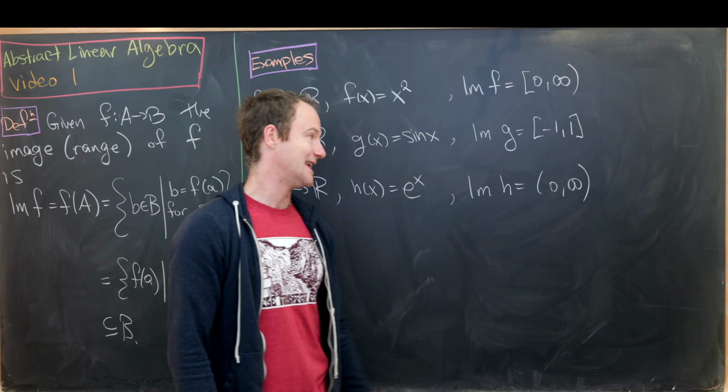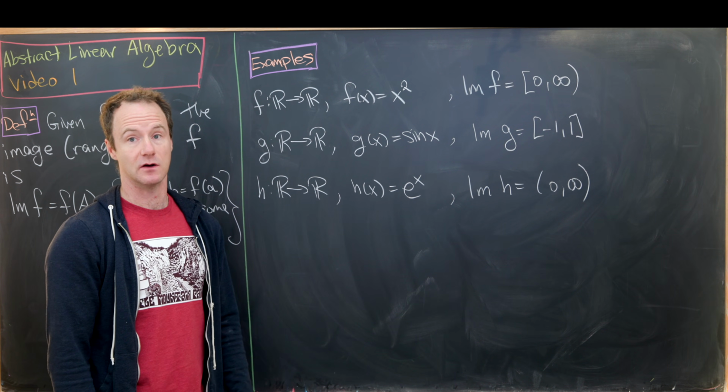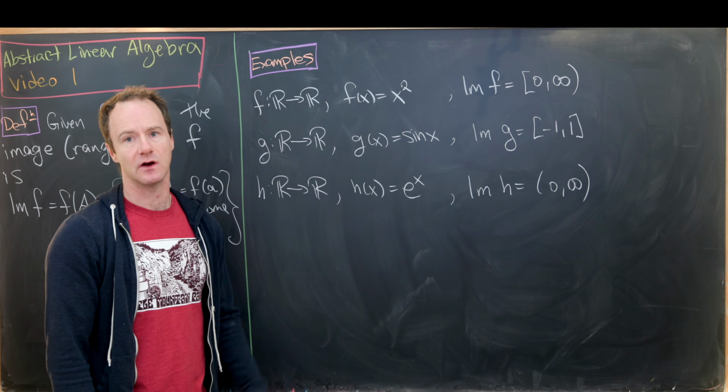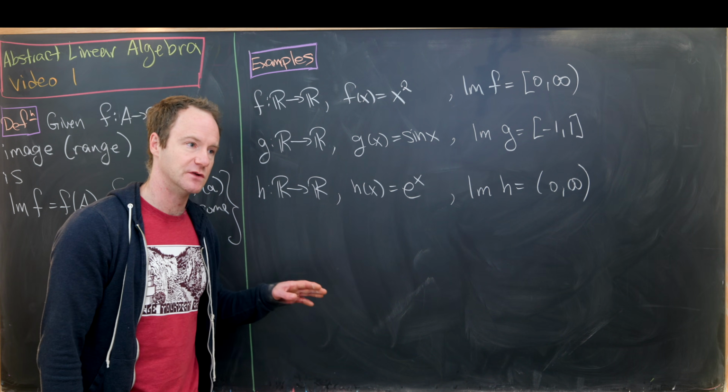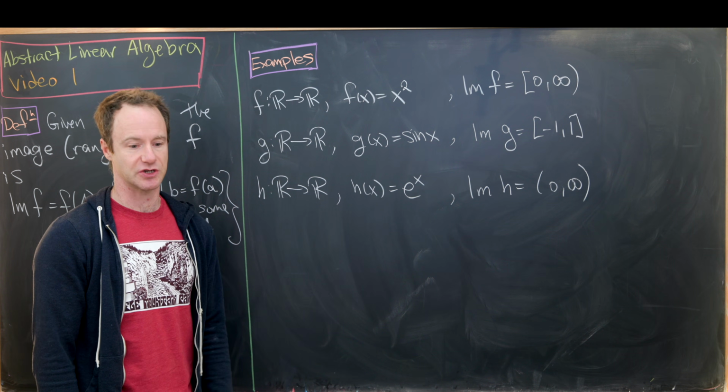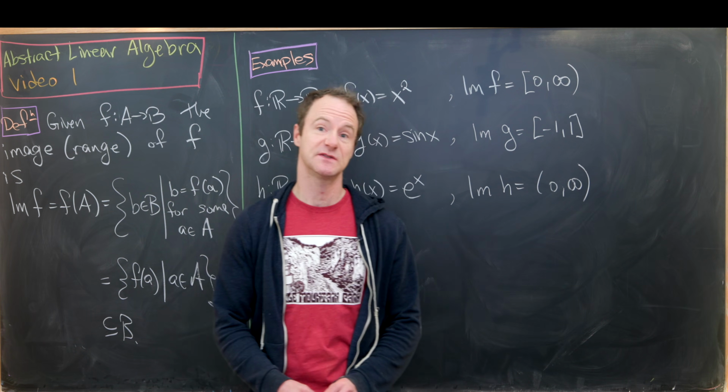We can achieve any number that is larger than 0, but we cannot achieve 0. Just think about the horizontal asymptote to the left of this e to the x function. So we need a couple more definitions and we'll keep going.